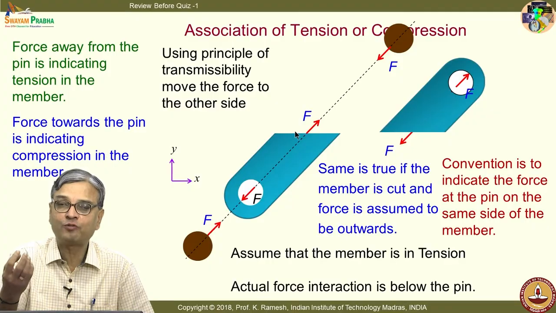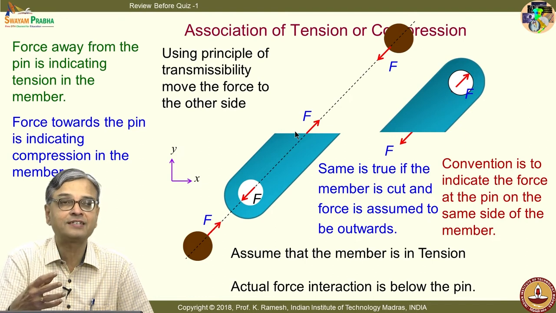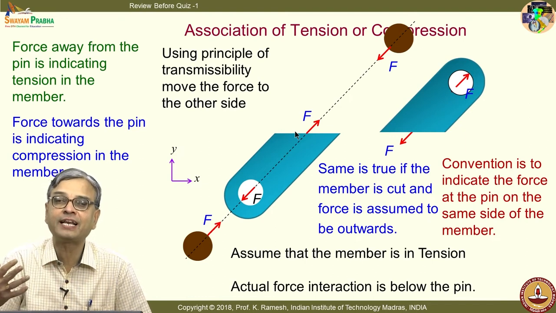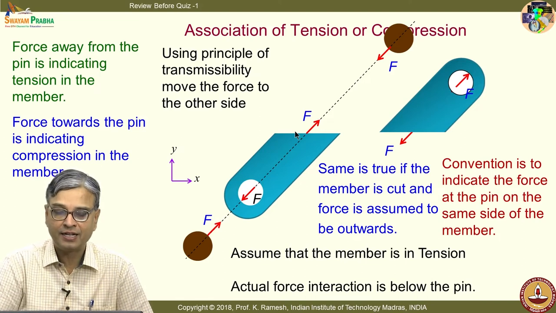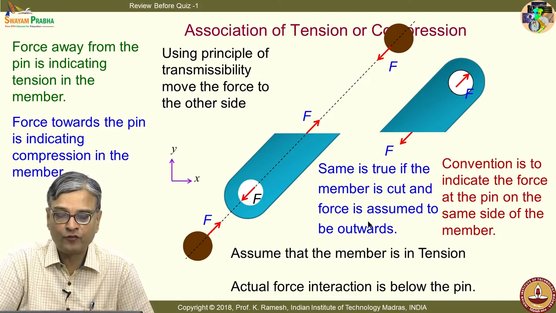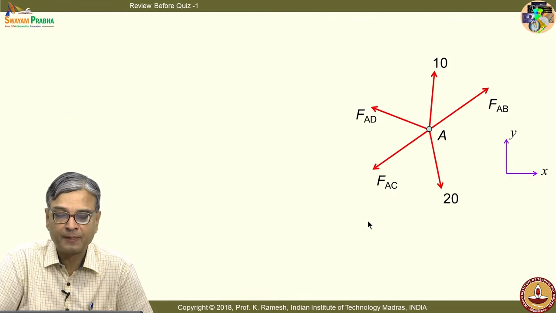It is easy to visualize when you put the force away from the member. It is easy to perceive that it is tension, and I also discussed that our mathematics is such that when I get a negative, it automatically becomes a compressive force. We have taken advantage of the choice of unknown force direction to start with.